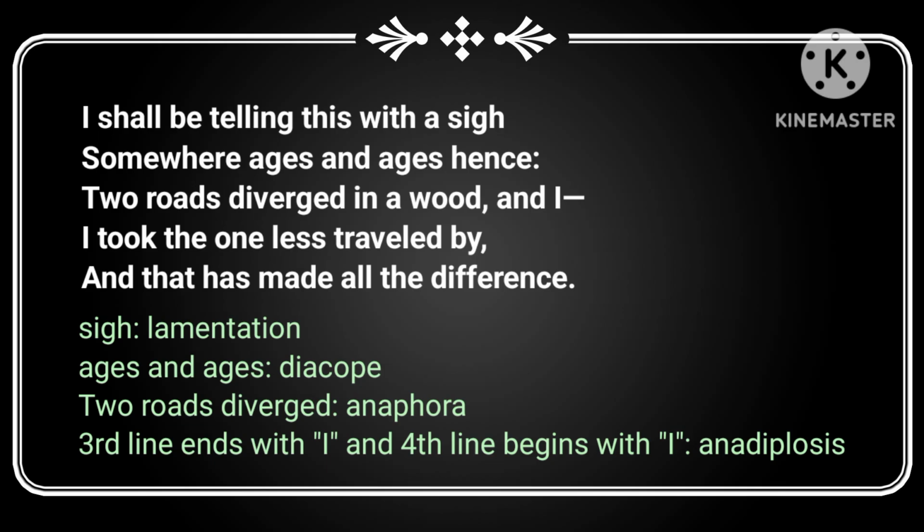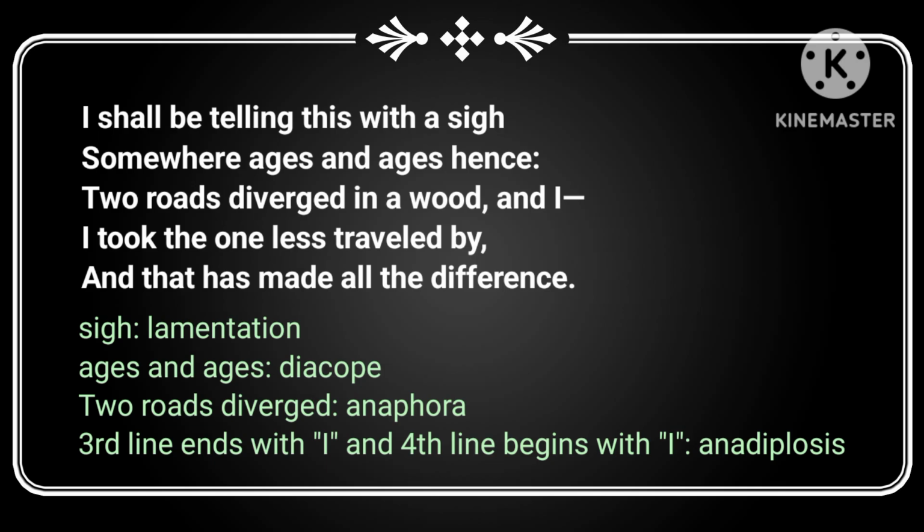Somewhere ages and ages hence. So he would complain about his past decision in the future. The uncertain future. Somewhere in future. Now note here, ages and ages. This is an example of diacope. What is diacope? Diacope is a figure of speech where a single word is repeated with a few words in between. If you read the third stanza, you will see there is a diacope there too in the fourth line.